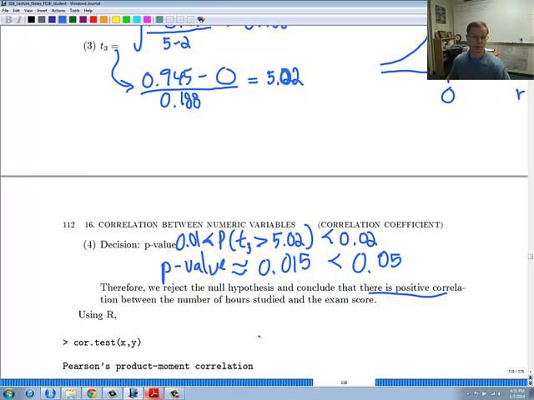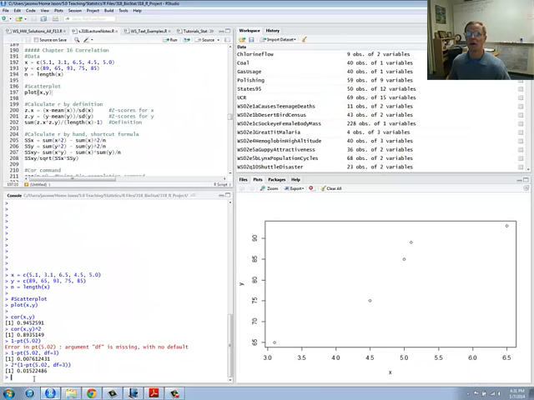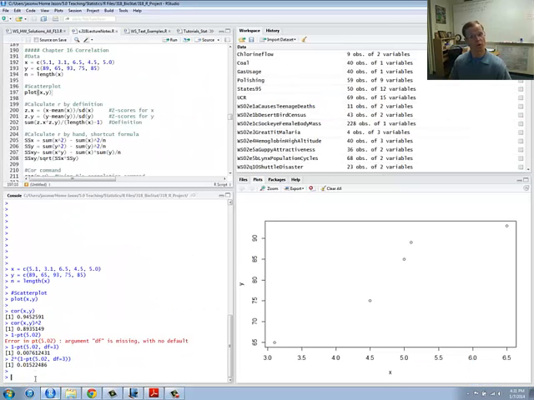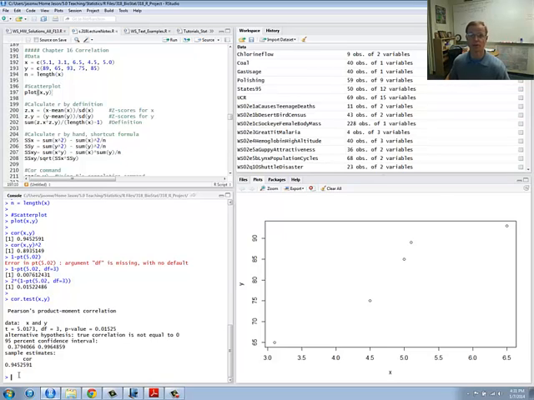Lastly, I'd like to do this on R. And so there's a function called cor.test. And if I just put x and y in there, then I'm going to get the results. You'll notice that here's my correlation coefficient. Here's the p-value that I got before. And slight round off just due to that 0.02. And there's also the confidence interval, which we saw before. So we're all set.